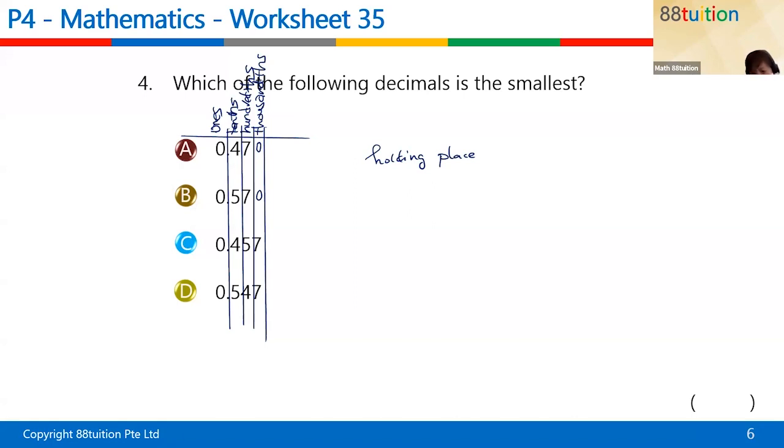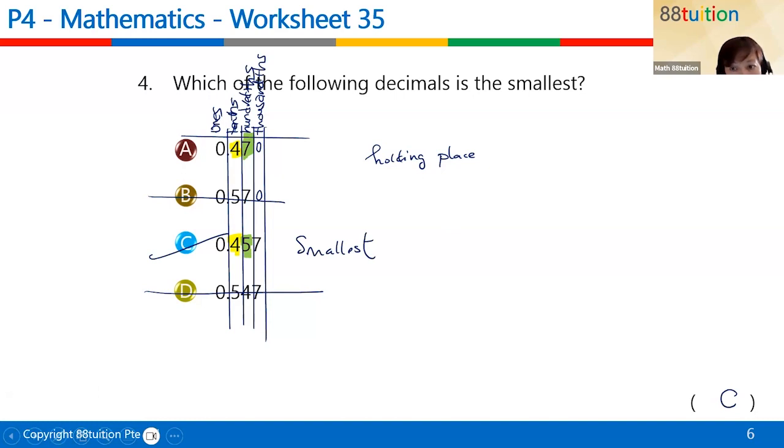0.470, 0.570, 0.457, 0.547. So from here, you ignore all the 5s here. Okay, ignore all the 5s means you ignore 0.5, and you ignore 0.5. So you're left with what? 4 tenths. If you take a look at 4 tenths and 4 tenths, there's nothing to compare because they are the same value. Now you look at these 70s and 50s. Which one is the smaller one? From here, you can tell already. So this one is the smallest one, 0.457. Okay.